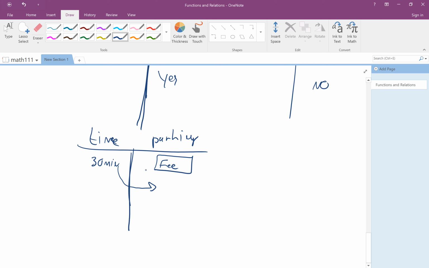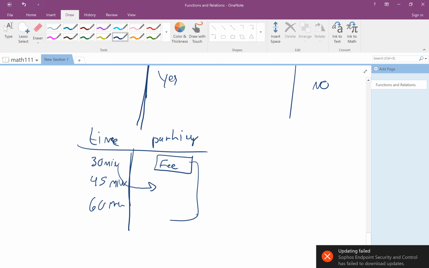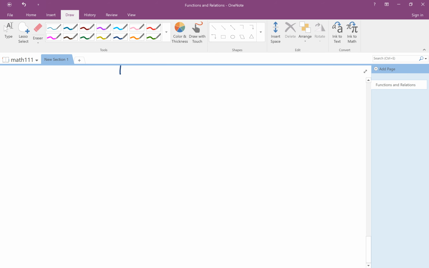So is this a function? Yes. Okay. You might end up paying the same whether you're there for 30 minutes or 45 minutes or 60 minutes. That might be all the same value, but it's going to be a function, right? It's going to be 1-to-1. So there's some examples of that stuff.